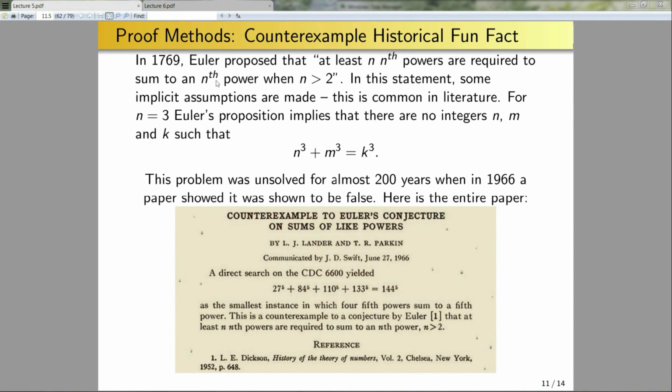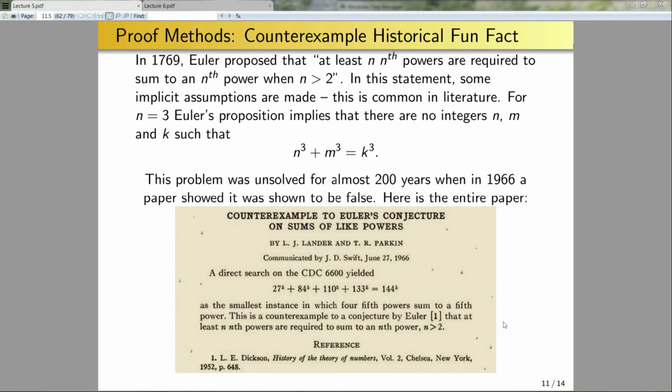In this case, they're examining the n equals 5 case, so for Euler's proposition to hold, you would need to have 5 integers on the left-hand side. They clearly have 4. This is the smallest instance in which 4 fifth powers sum to a fifth power. It's a counterexample to the conjecture by Euler, and we're done.